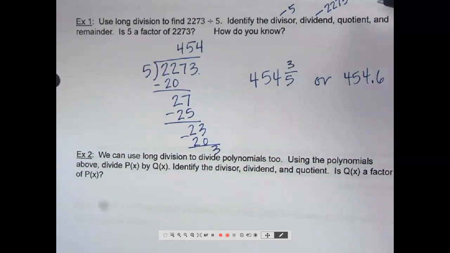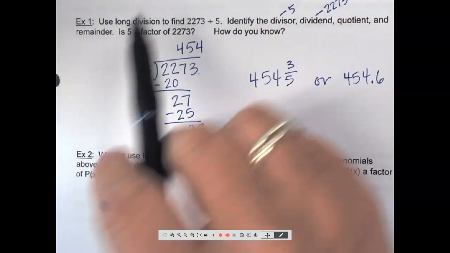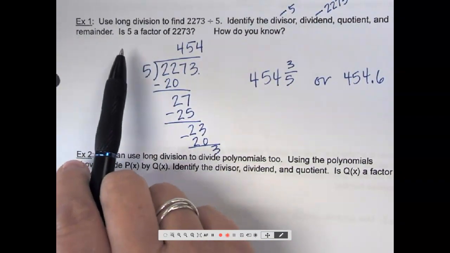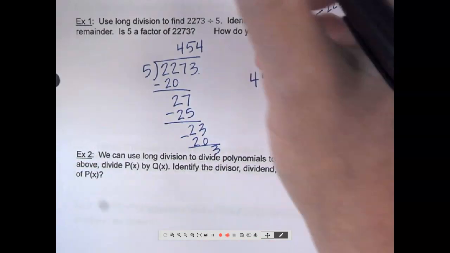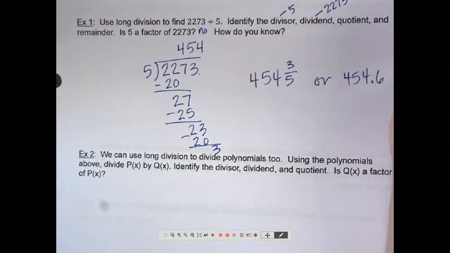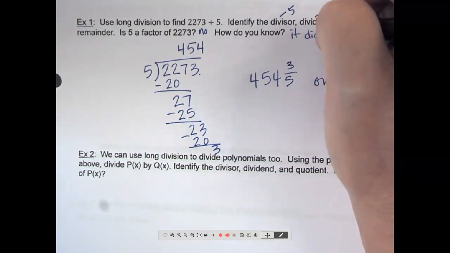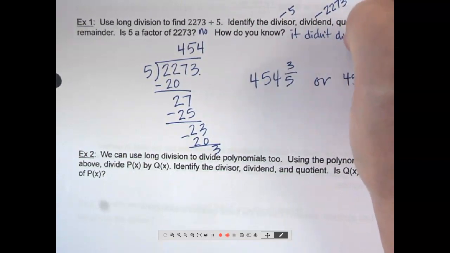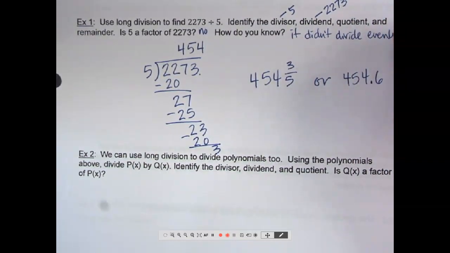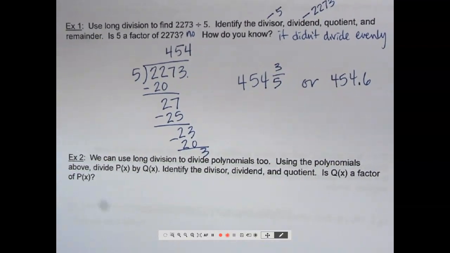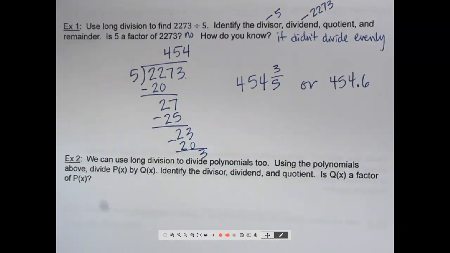What's my quotient then? 454. The 454, my remainder is 3. Is 5 a factor of 2273? No. How do I know? Because it didn't divide evenly. So if I have a remainder other than 0, that tells me it doesn't divide evenly. That tells me it's not a factor. Okay? Any questions on that baby 4th grade problem?